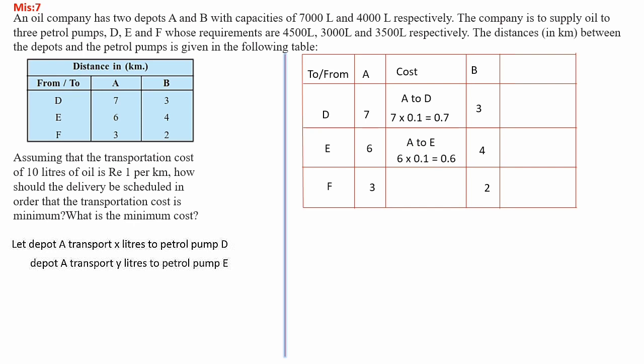Then next is A to E, that is 6 into 0.1 because 6 kilometers. So per kilometer, per liter it is, sorry, per liter per kilometer it is 0.1 rupees. So 6 into 0.1, that is 0.6. Next is A to F, that is 3 into 0.1, that is 0.3. Next is cost from B, that is B to D. B to D is 3 kilometers, that is 3 into 0.1, that is 0.3. Next is B to E, that is 4 into 0.1, that is 0.4. B to F is 2, 2 into 0.1, that is 0.2. So this is the additional calculation, because the condition is a little bit different. 10 liters of oil is rupees 1, so 1 liter of oil is 1 by 10, that is 0.1. By using 0.1, we have calculated all these values.